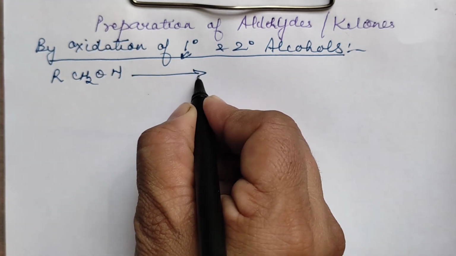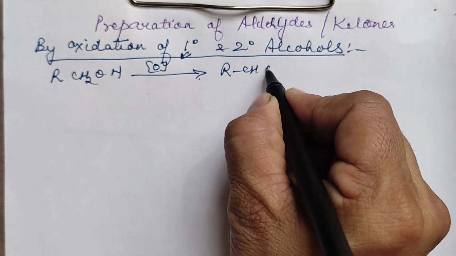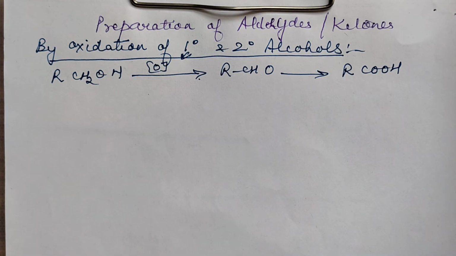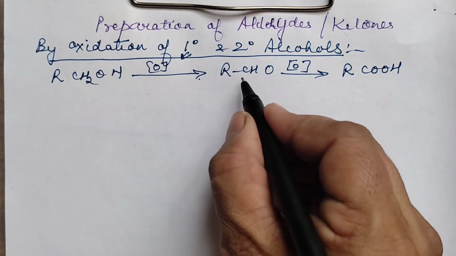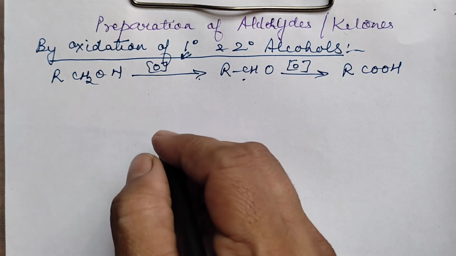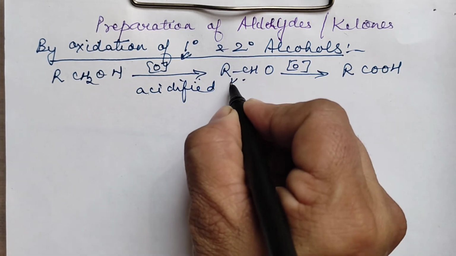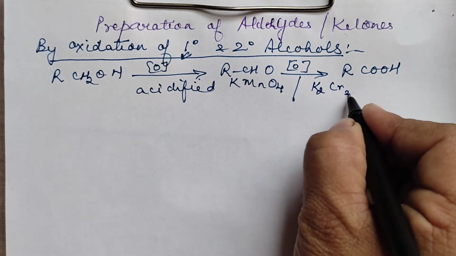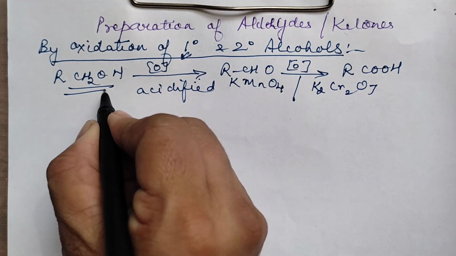say RCH2OH, and if I try to oxidize it, the first product is aldehyde and the further oxidized product is acid, with the same number of carbon atoms. If I start with 2 carbons, I'll get a 2 carbon acid. That is for 1 degree. And the reaction will not stop here if we are using a strong oxidizing agent like acidified potassium permanganate or potassium dichromate.